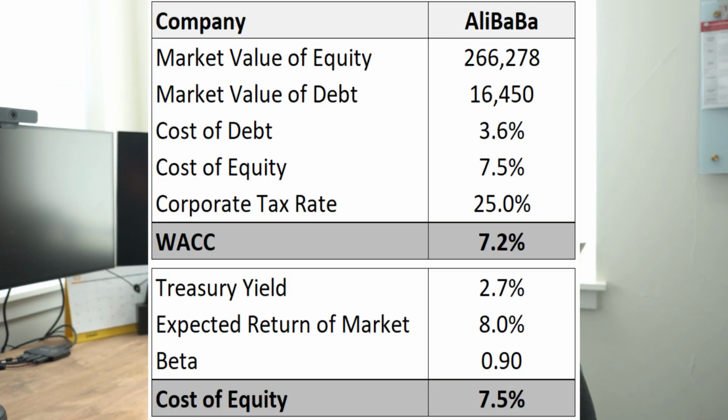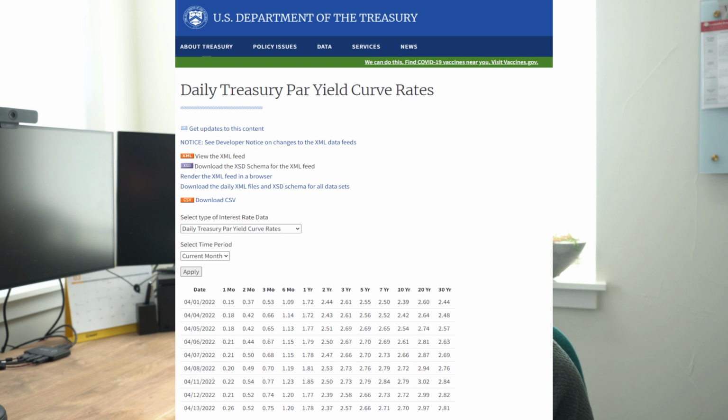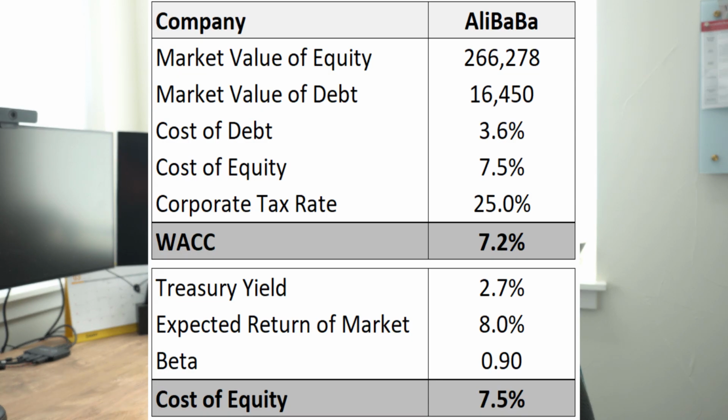The next item to calculate is the cost of equity. To do this, we're going to use the capital asset pricing model, or CAPM. This is laid out based off the three inputs right below the WACC calculation. We need the current 10-year treasury yield, which is 2.7%, and we can see this on treasury.gov. Next, we need the expected rate of return of the market. I use the historical average return of the S&P.